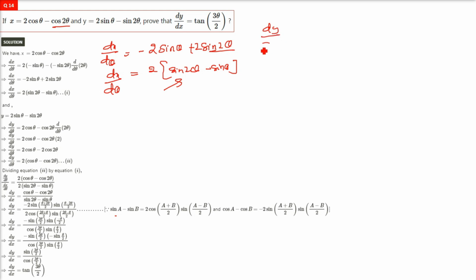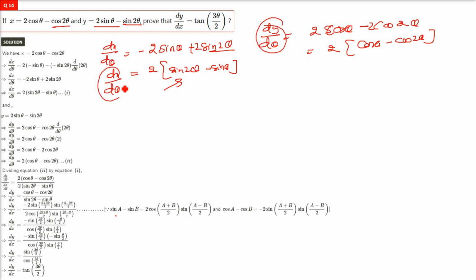Now coming to dy by d theta. So 2 sin theta minus sin 2 theta. The derivative of 2 sin theta is 2 cos theta, and of sin 2 theta is cos 2 theta, and differentiation of 2 theta will be 2. So I am taking 2 common: 2 times (cos theta minus cos 2 theta). Okay. Now dy by d theta, dx by d theta, you can just divide them. You will get dy by dx.